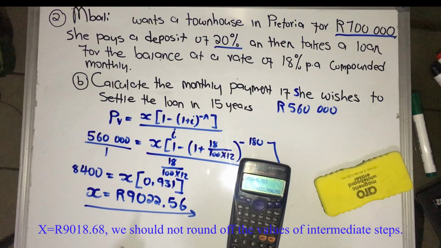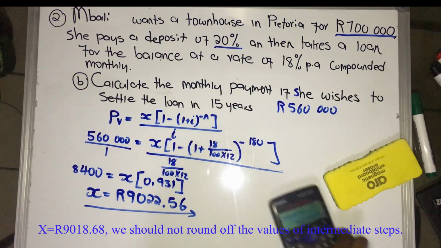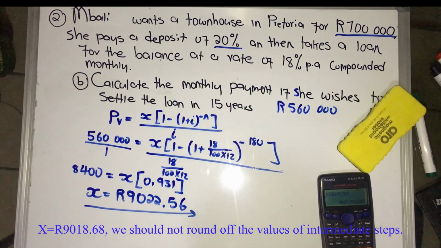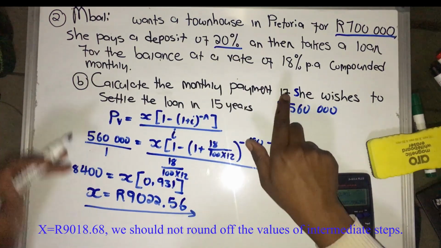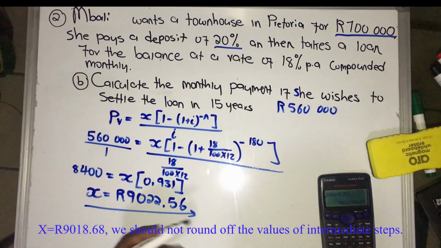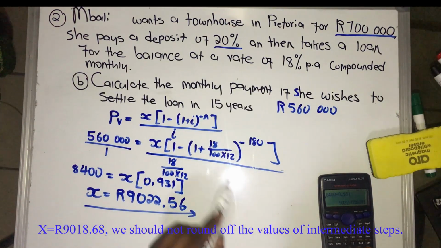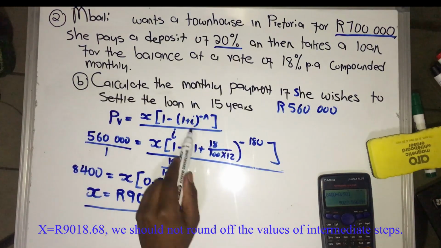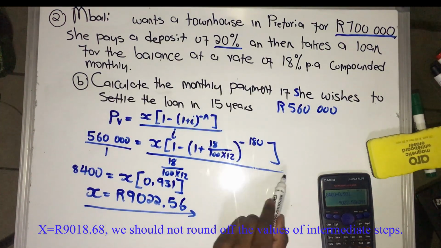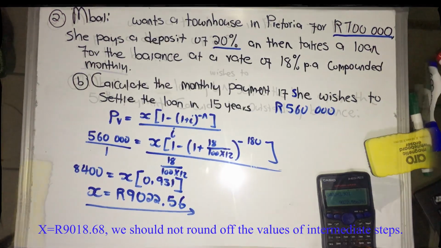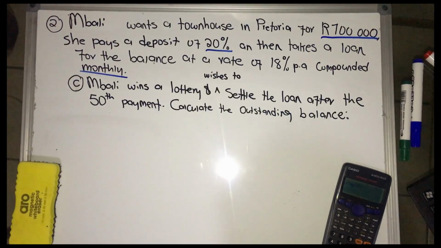I hope you guys can understand what happened here. It's quite straightforward. If you've got the initial amount that she's financing, then the rest is just putting in. One thing that could confuse you, as I've mentioned, is if your interest is compounded monthly, then n has to be the number of months. Okay, so that's that.